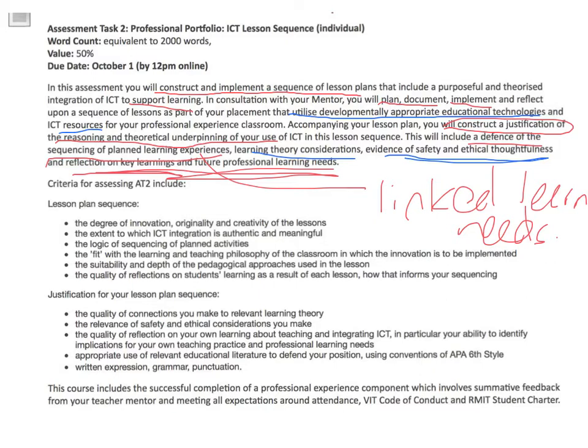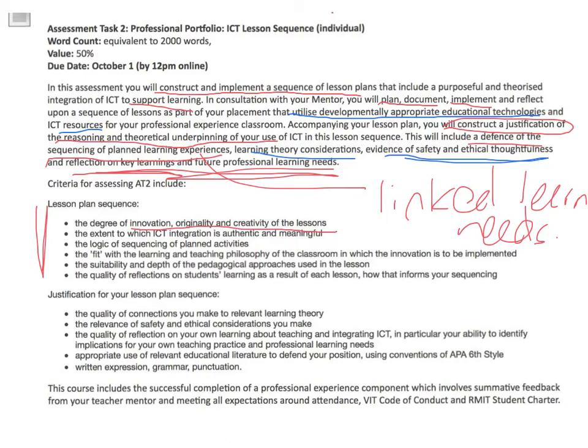What experiences have you had that have helped you to meet those goals in this sequence of 3 lessons? What additional goals might have popped up as a result of your experiences in these 3 lessons? So, in a sense, there are 2 main parts to this criteria. One is the sequence of the 3 lessons. And what we're looking for here are some innovation, originality and creativity of the lessons.